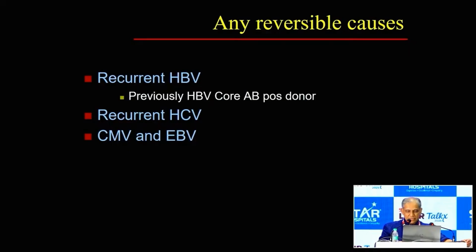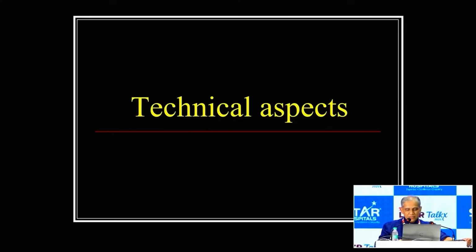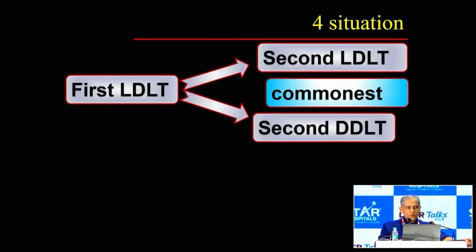And family counseling is probably the most crucial, because it could possibly be a third family member, since the first two are going to be related, and then maybe another family member is coming into it. They need to be aware that there's going to be a much higher risk than the primary surgery, a much higher blood transfusion load, prolonged ICU stay, perhaps the need for dialysis, and of course the costs are going to be so much more. Oftentimes the reason retransplant doesn't occur is because of these costs in India.